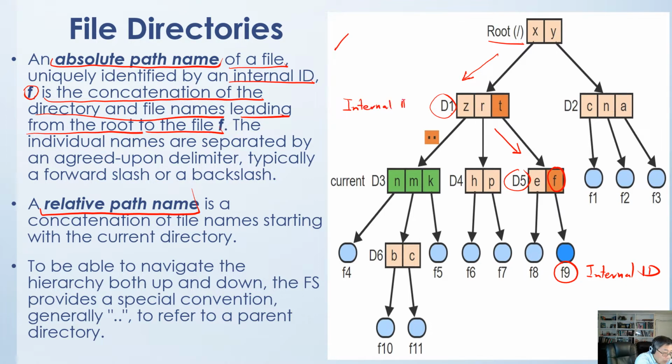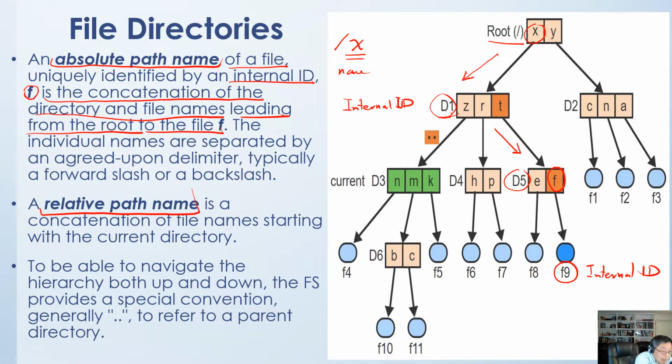Now, remember D1 and D2, these are internal IDs for the directory. It's only actually recognized by the operating system file system. The user cannot see this. Now, what the user can see is the name of the directory. So in that case, the file name for directory D1 is X. So from the root directory, you're going to access through X, which is the directory name. Now X is actually represented by the internal ID D1.